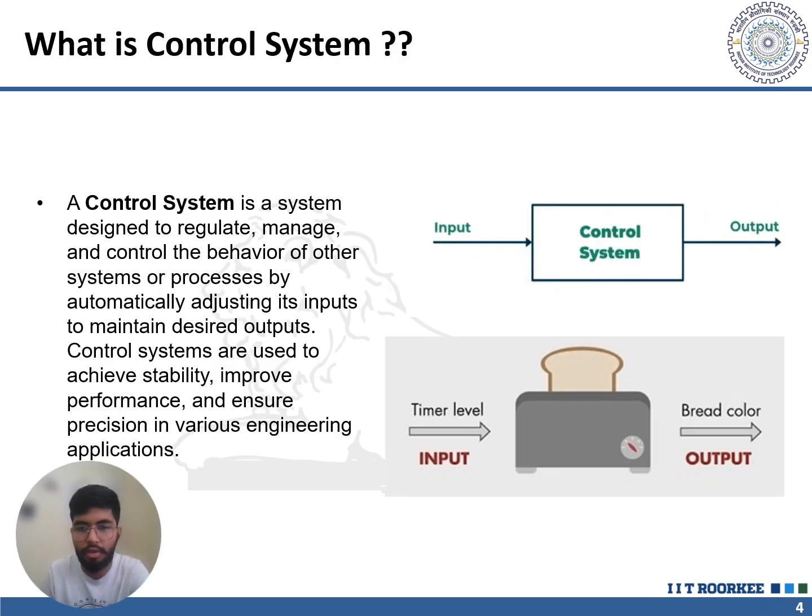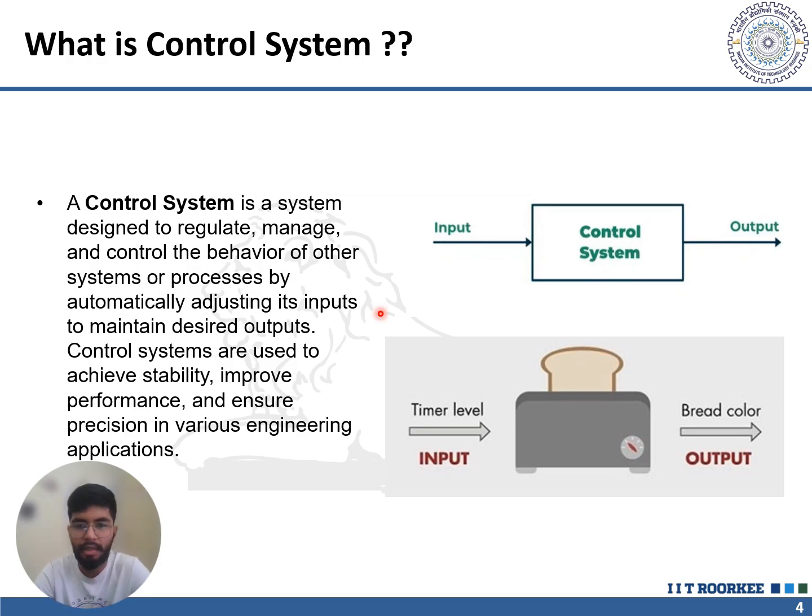Now about control systems. So what are control systems? A control system is a system designed to regulate, manage and control the behavior of other systems, processing or adjusting the inputs to maintain desired outputs. So it's a bookish language. In simple words, I'll explain that. Control systems are the systems in which you can change the input to get a desirable output.